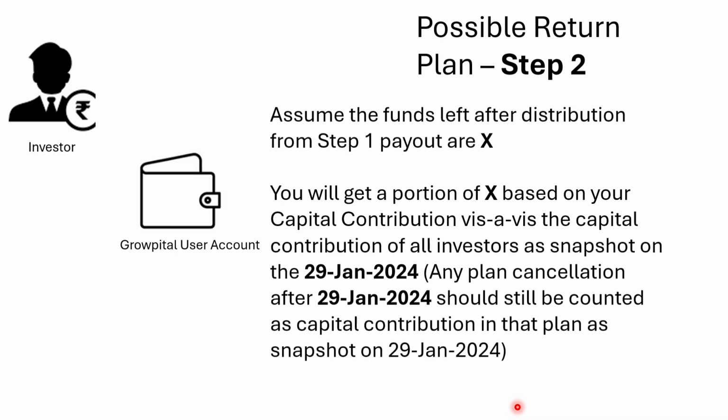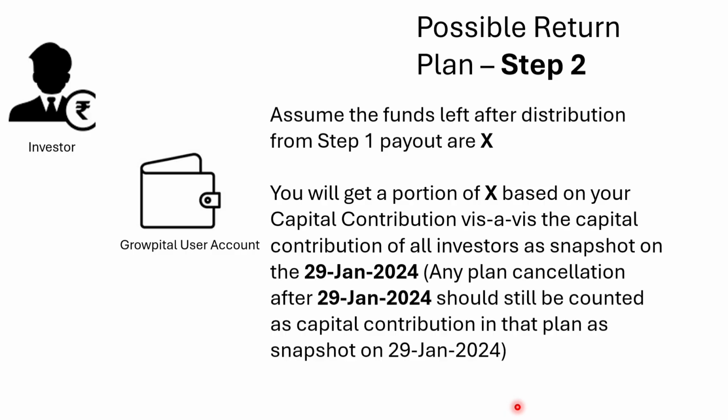Now there's a step 2. So assume that the funds left after distribution from step 1 payout are X. In my example, which I gave to you earlier, I assume that 50 crores will be left out after distribution from step 1. But let's assume in a generic fashion that this amount of funds left after distribution from step 1 are X.